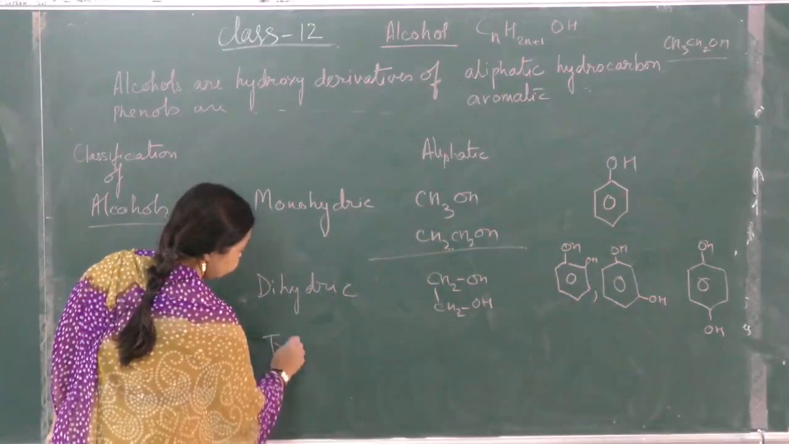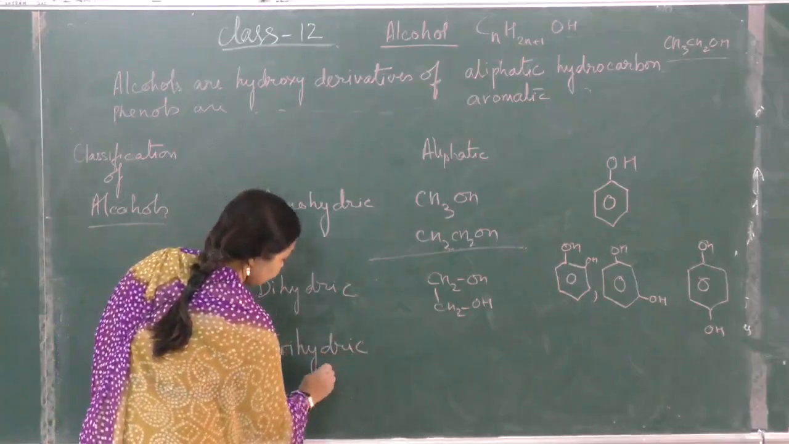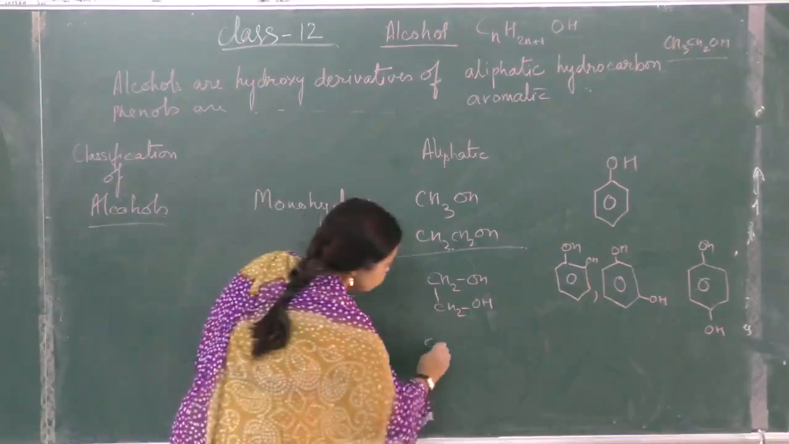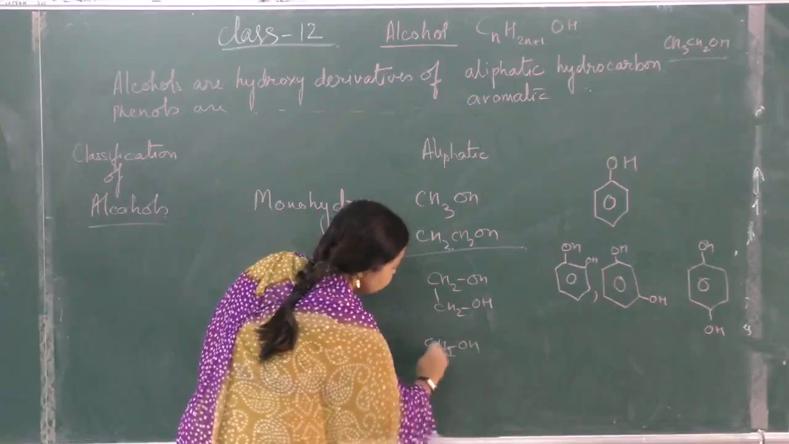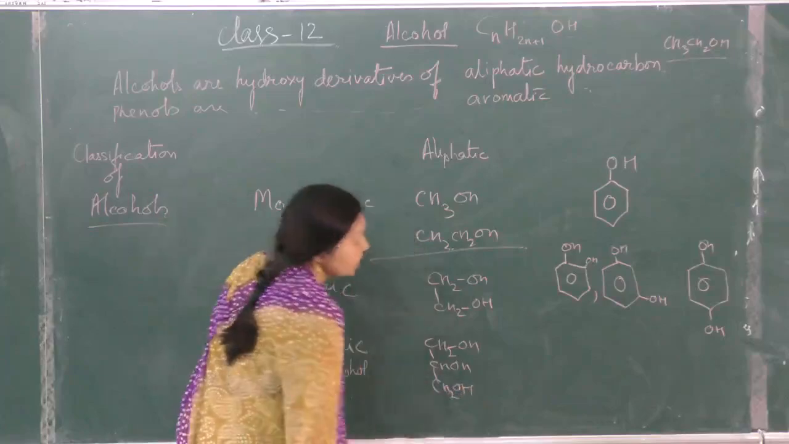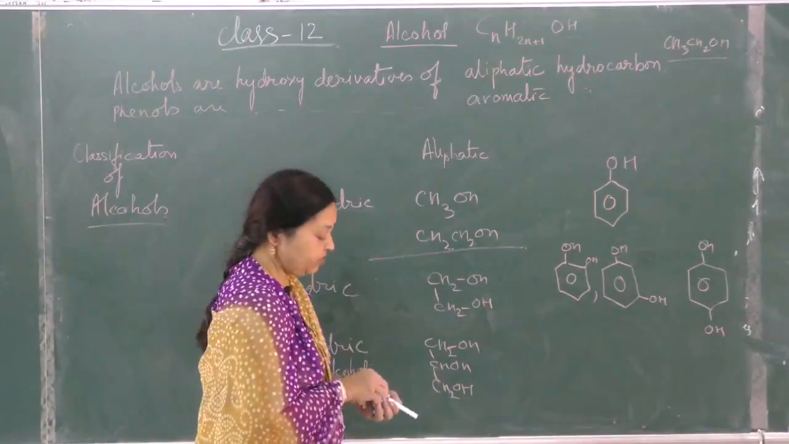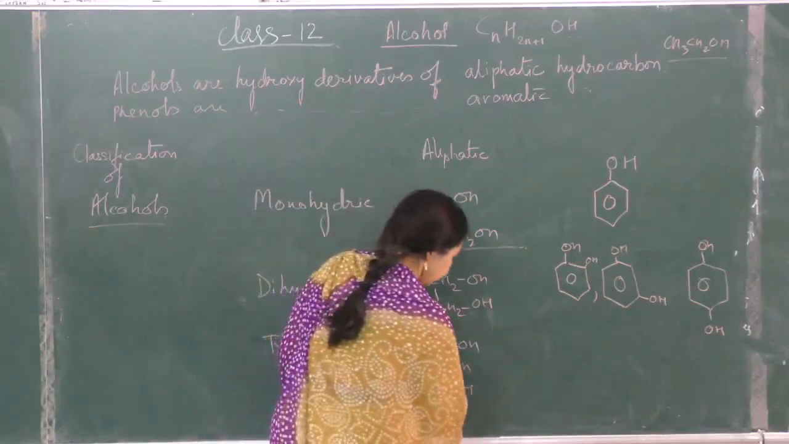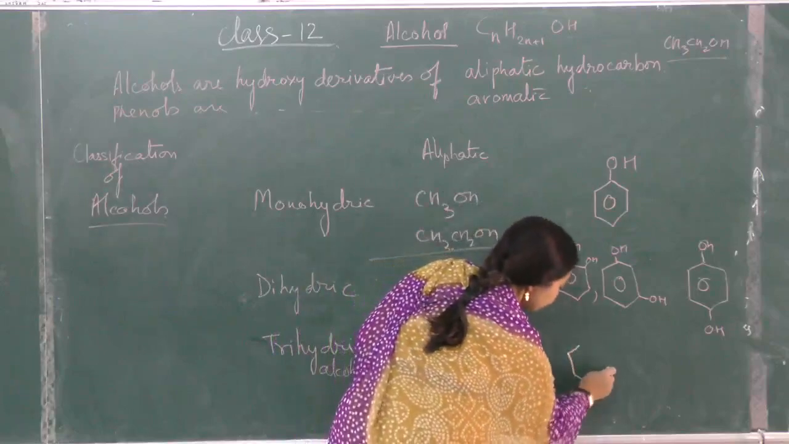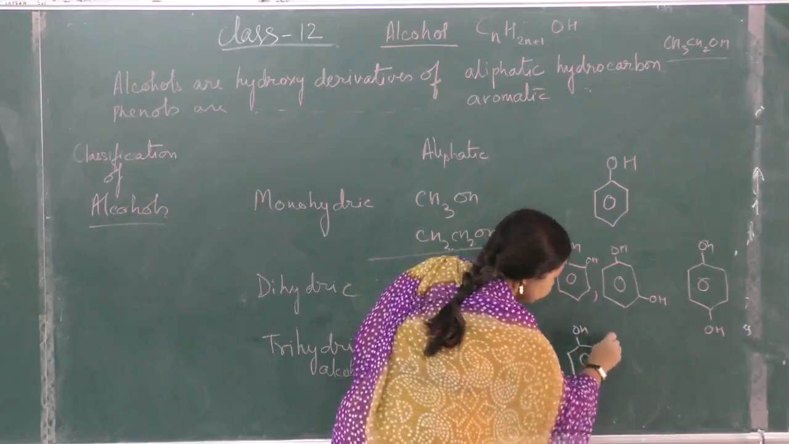Trihydric alcohol: CH2OH, CHOH, CH2OH. Propane 1,2,3 triol. Three OH groups are there, so trihydric. Then there is the aromatic one with three OH groups.